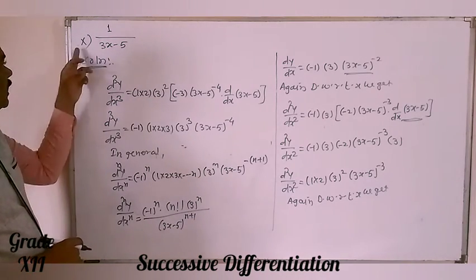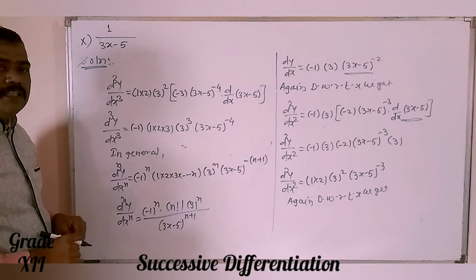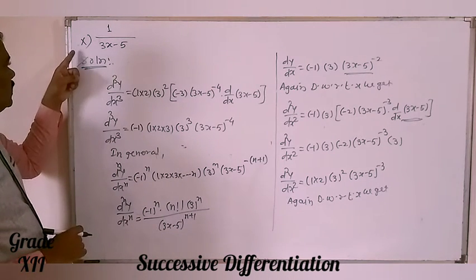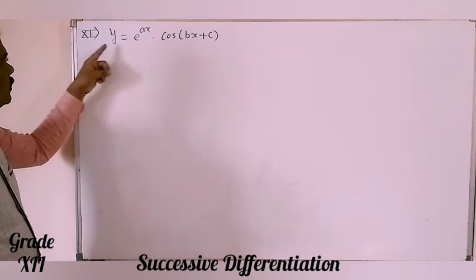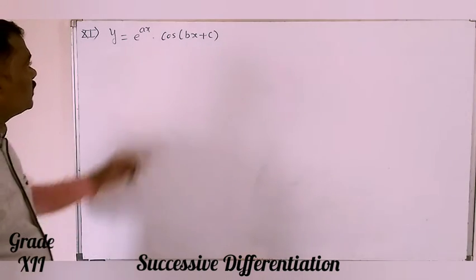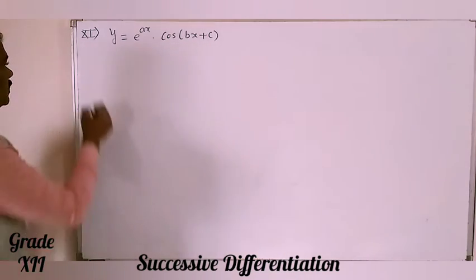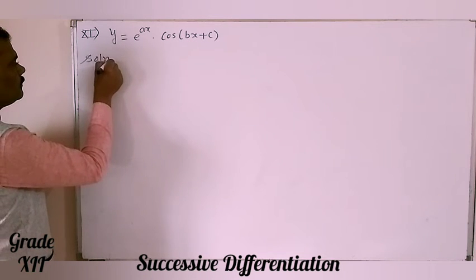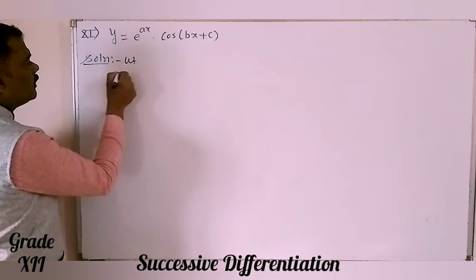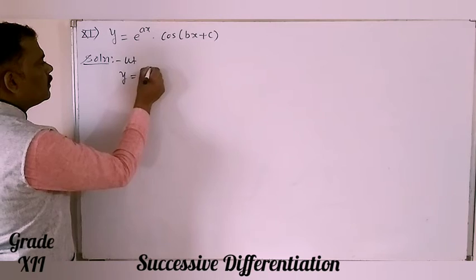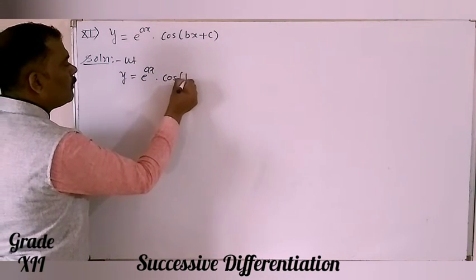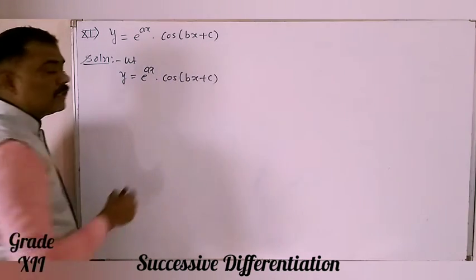After that we have to discuss example number 11. What is example number 11? See here. Example number 11 is y is equal to e raised to ax into cos of (bx plus c). Solution: let y is equal to e raised to ax into cos of (bx plus c).